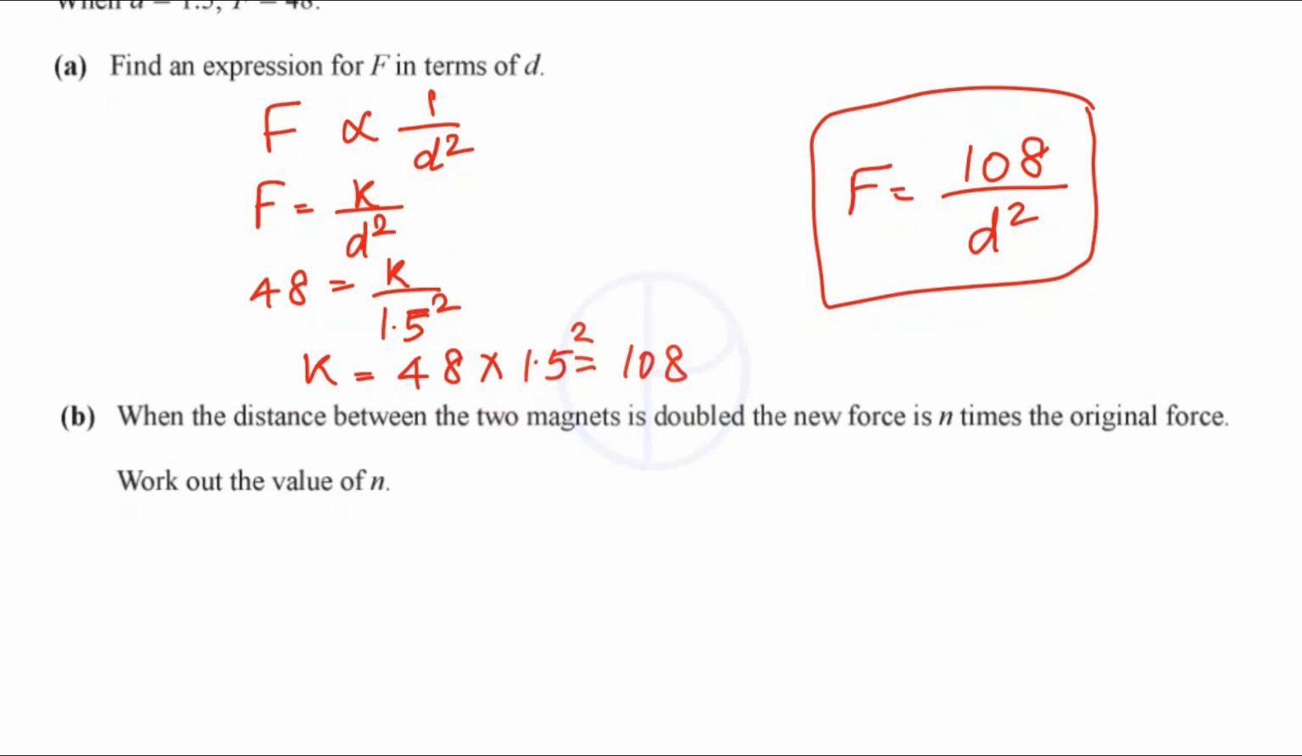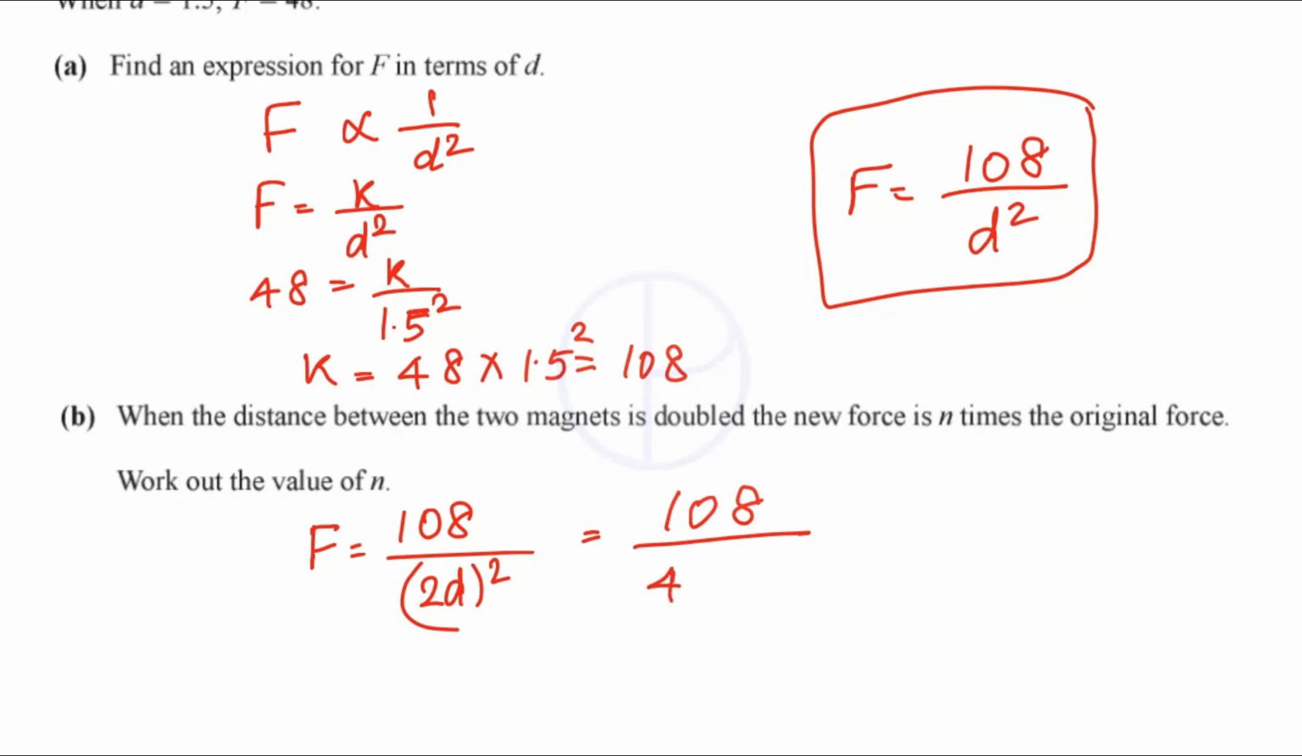The next part of the question is, when the distance between the two magnets is doubled, the new force is n times the original force. Work out the value of n. When the distance between the two magnets is doubled, F is equal to 108 divided by... the distance is doubled, so d will become 2d. So 108 divided by 4 multiplied by d square.